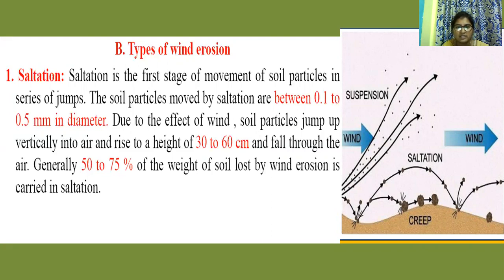Saltation is the first stage of movement of soil particles, in a series of jumps. Soil particles moved by saltation are between 0.1 and 0.5 mm in diameter. Due to the effect of wind, soil particles jump vertically into the air, rise to a height of 30 to 60 centimeters and fall through the air. Generally 50 to 75% of the weight of soil lost by wind erosion is carried in saltation.